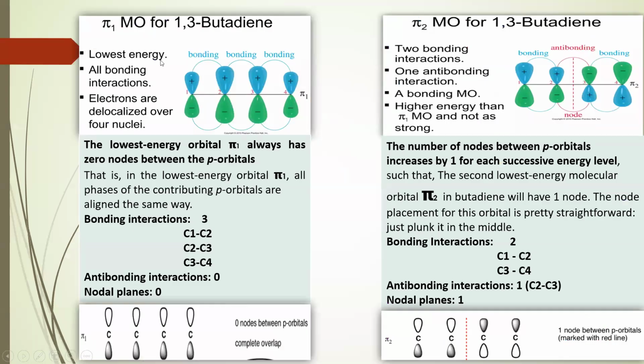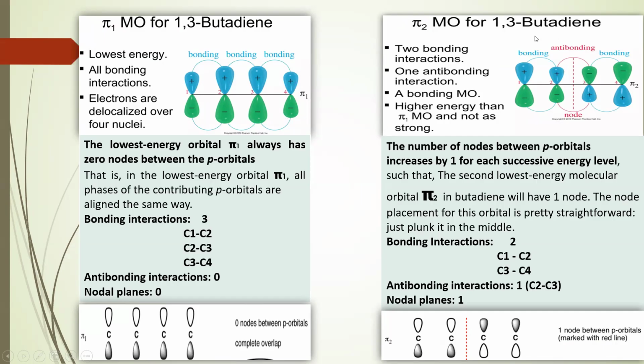Pi 1 molecular orbital diagram. Pi 1 is the lower energy level. All are bonding interactions. Electrons are delocalized over all 4 nuclei. This lower energy orbital is represented with pi 1. It has 0 nodes. So bonding interactions are between C1, C2, C2, C3, C3, C4. Plus signs, same sign, and same sign indicates bonding interactions.